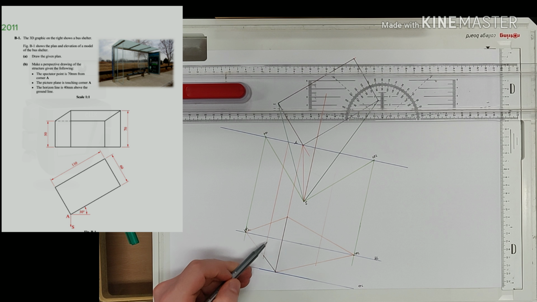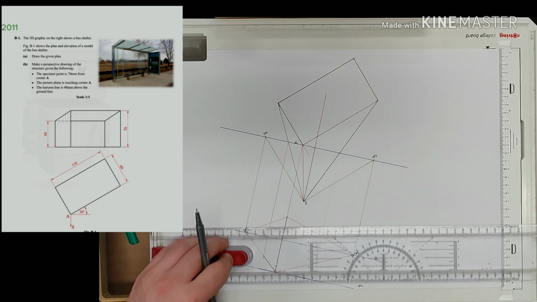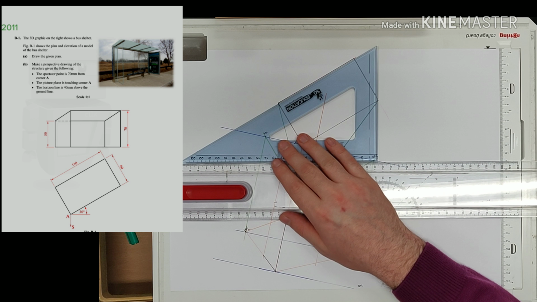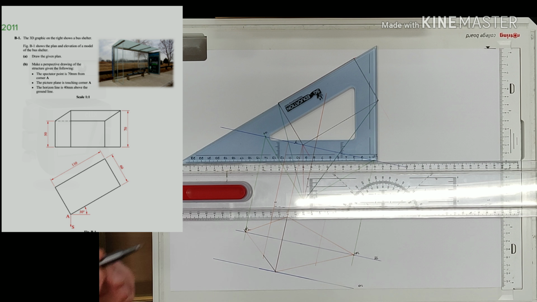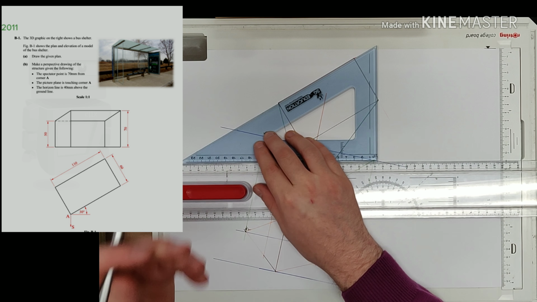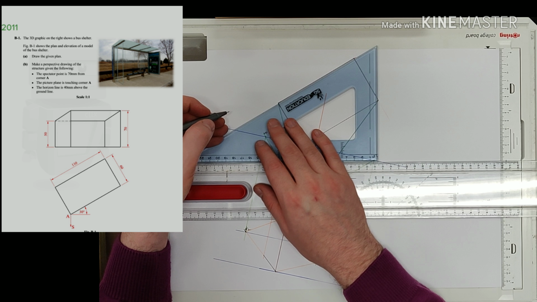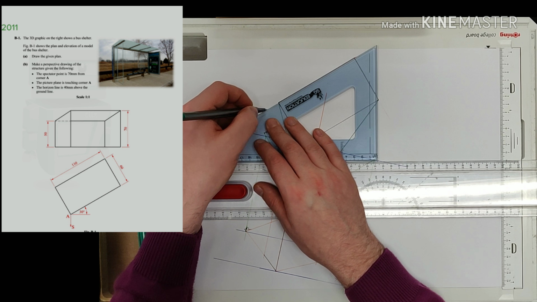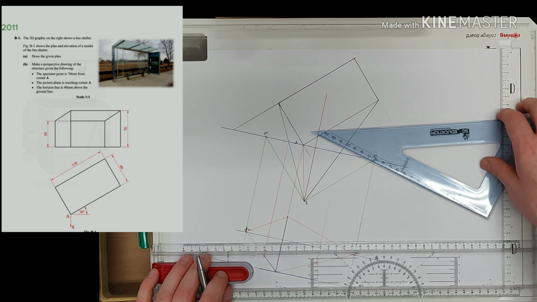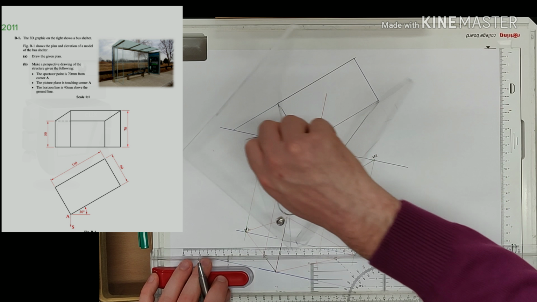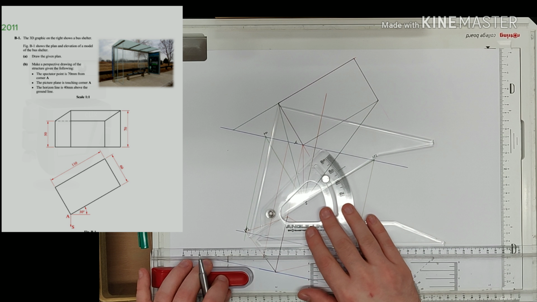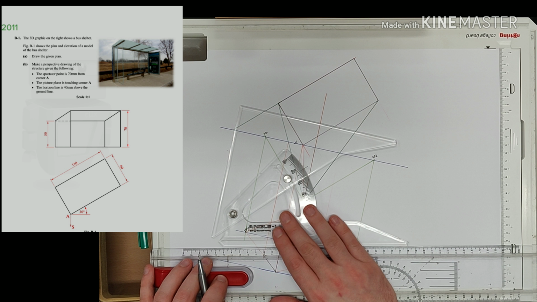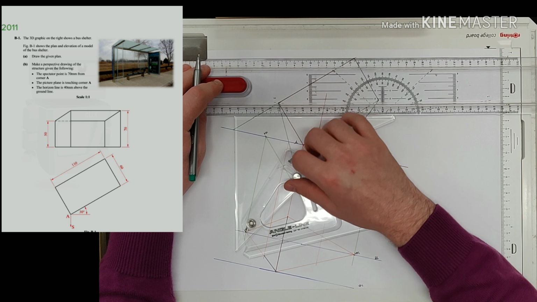Now, to find the height of this back part of the bus stop, because it's not sitting along the line that touches the picture plane, we must bring our line from our plan out to where it hits the picture plane and bring him down parallel, so he then becomes a true height line for us. I'll extend him out to where he hits the picture plane. And he comes down, parallel to the VPs, the same as all our other points have done so far. Let's just bring him up here.